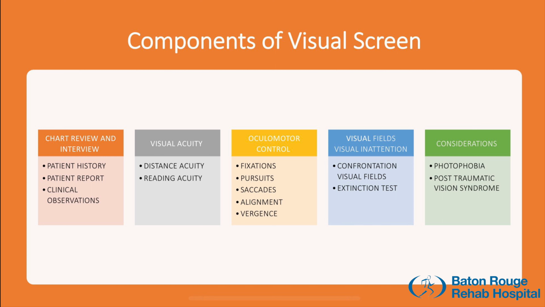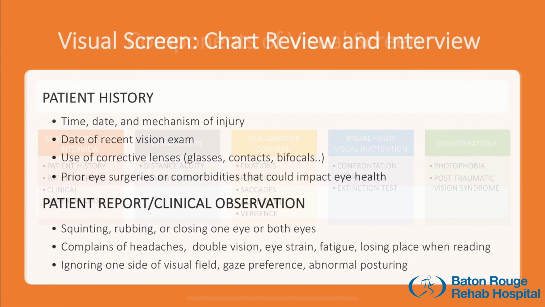Keep in mind when performing visual screening to always monitor for signs of discomfort and to ask patients to rate their symptoms of visual discomfort, such as headache, nausea, or dizziness, on a scale of 0 to 10 prior to the start of their screen and monitor periodically throughout. As you can see, a visual screen is comprised of many parts. Let's talk about the individual task components involved in a visual screen.